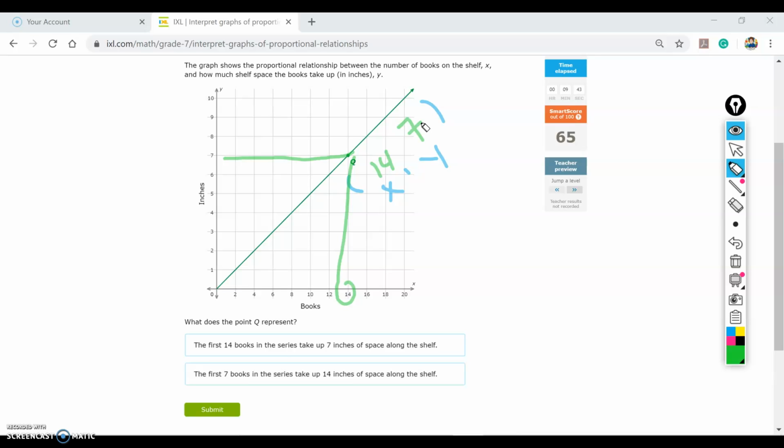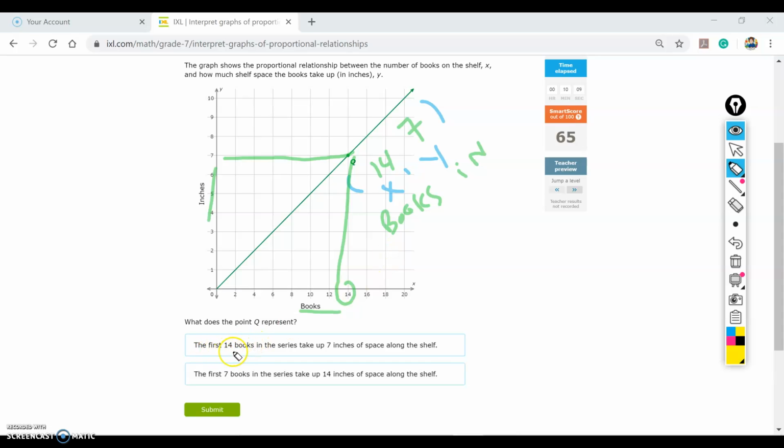Now I want you to check how the x coordinate is talking about books. So this one is books. And the y coordinate is talking about inches. Now let's see which one of the two interpretations makes more sense. So if it's telling you that you got 14 books and it's 7 inches, I think they're talking about space. Yes, they're talking about space.